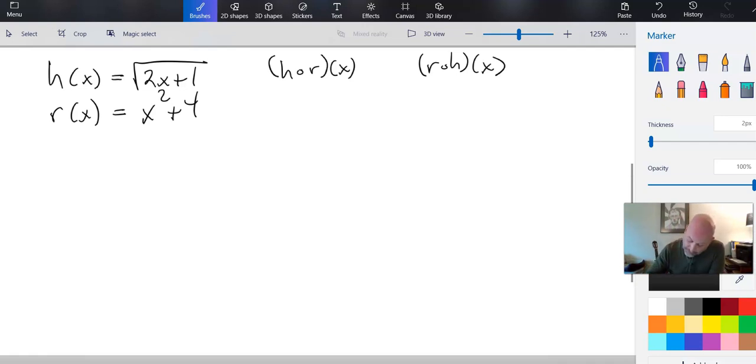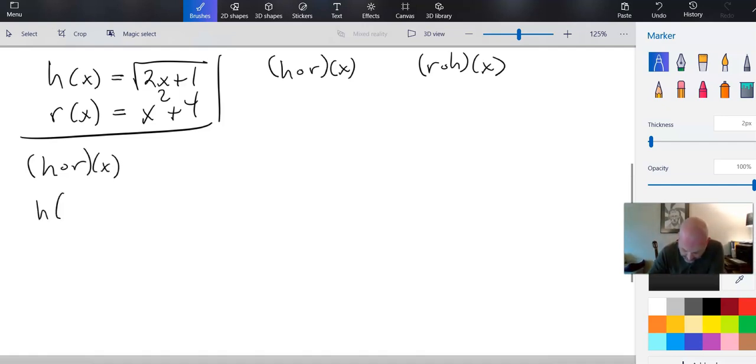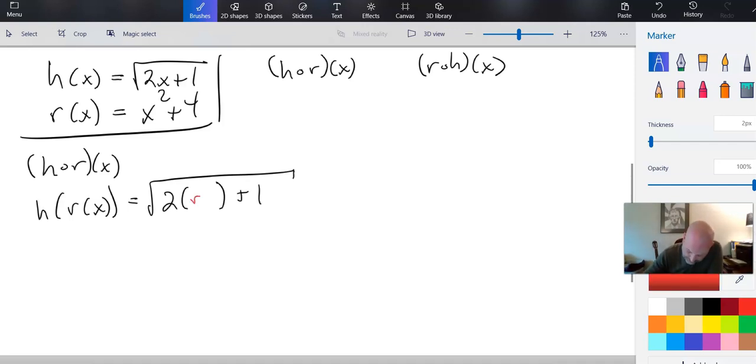Okay, I'm assuming you've paused it. And so let's walk through these one at a time. So let's look at h composed with r of x first. So again, it's h of r of x. H takes the square root of twice its input increased by 1, and its input is r of x. Okay, so now we just need to plug in the expression for that.